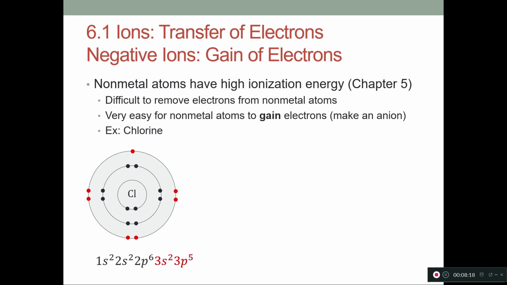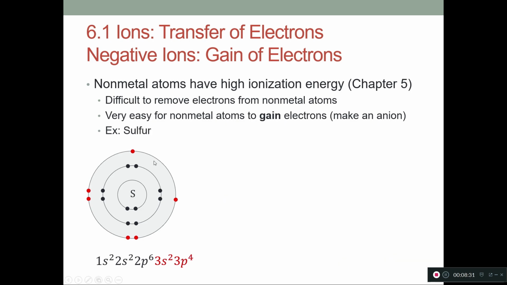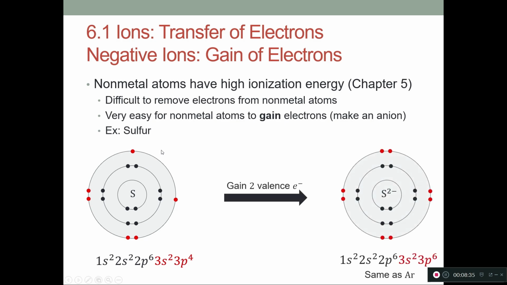Whereas something like chlorine, which is a nonmetal, it has 7 valence electrons. It's going to gain 1 in order to get its 8. And so now it's going to have the same electron configuration as argon. Where something like sulfur, again, this has 6 valence electrons, so it's going to gain 2 of them to get 8, and so now it has the same electron configuration as argon.